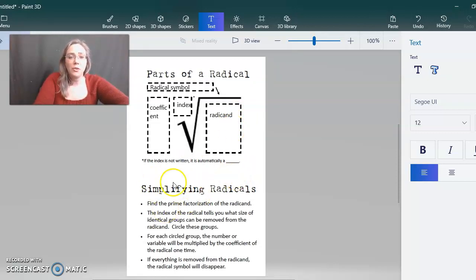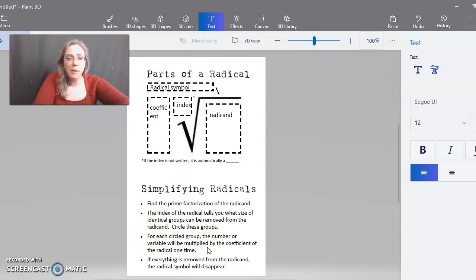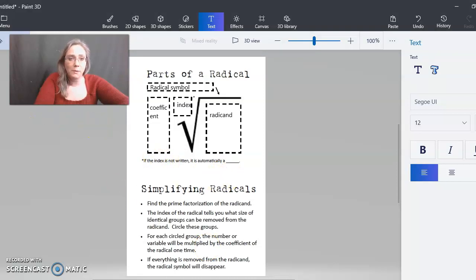So to simplify radicals, we're going to do a couple of things. We're going to find the prime factorization of the radicand, the number under here. And we could practice that with numbers. Now you're going to see how it works with variables as well. The index of the radical tells you what size of identical groups can be removed, and circle these groups. So if we have an index of 2, we're going to look for groups of 2. If it's an index of 4, we'll look for groups of 4. For each circled group, the number or variable will be multiplied by the coefficient of the radical one time. If everything is removed from the radical, the symbol will disappear.